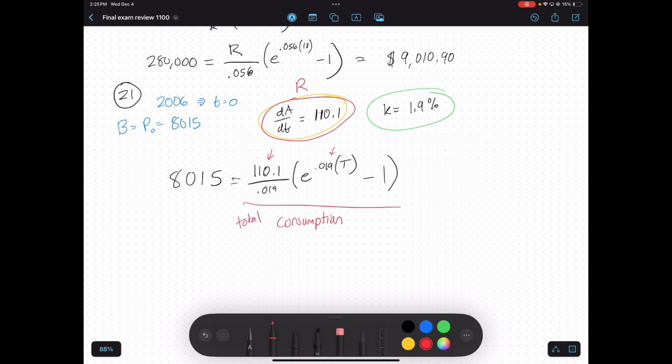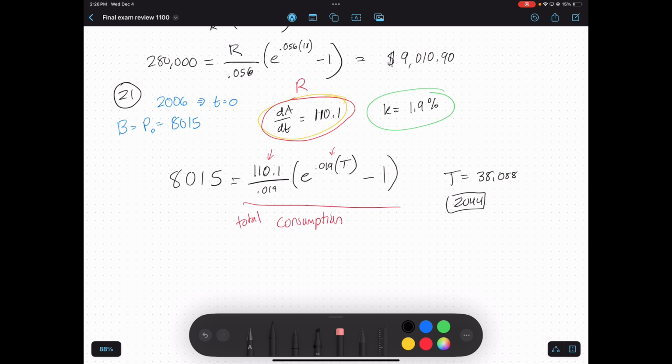Okay. And then, if you do it right, you'll end up with t equals 38.088. So in about 38 years. Where's my starting point again? 2006. So what's 38 years after 2006? 2044. Okay, we're really close. I'm not sure if these numbers are accurate in any way, but yeah.